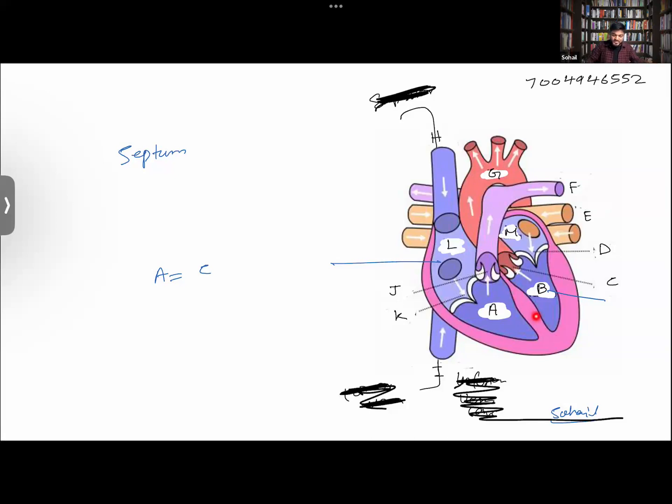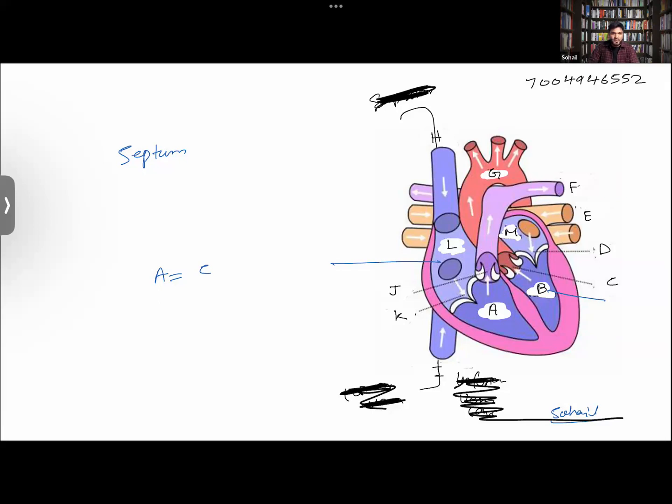Here you get to see this tissue that is basically between the right and the left chambers of the heart. This is called a septum. The septum actually stops the mixing of the blood of the two chambers from each other. Okay, I hope that is clear to everyone.